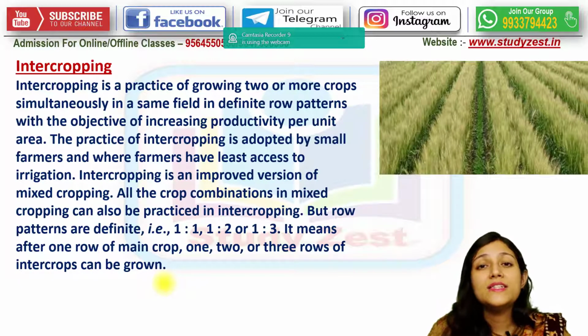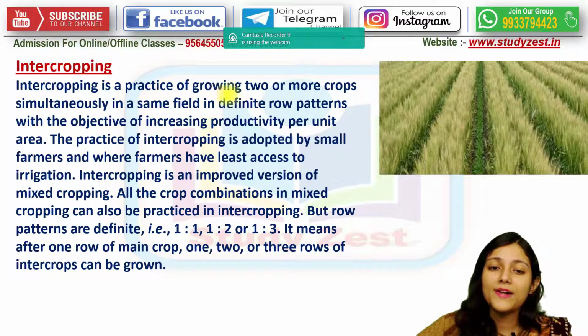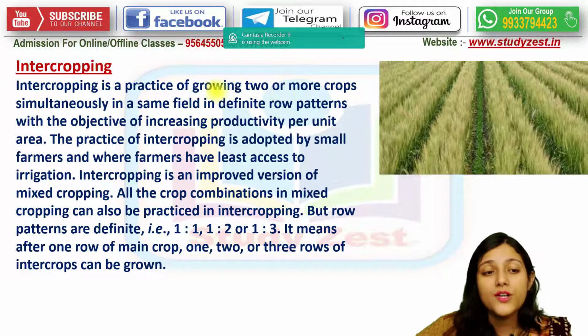Next, coming to intercropping. Okay, so what is intercropping? Intercropping is a practice of growing again two or more than two crops simultaneously in the same field in definite row patterns.